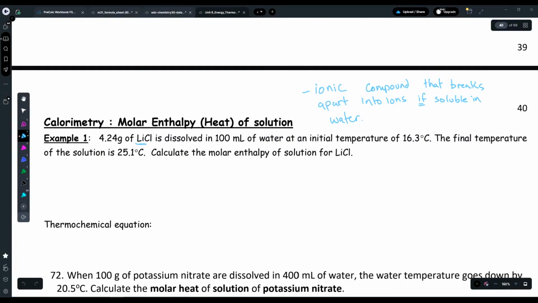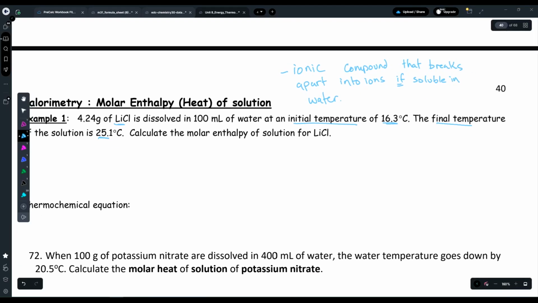Let's continue reading this. 4.24 grams of lithium chloride, which is in fact soluble in water, is dissolved in 100 milliliters of water at an initial temperature of 16.3 degrees Celsius. The final temperature of the solution is 25.1 degrees Celsius. Calculate the molar enthalpy of solution for lithium chloride, and it also wants us to give a thermochemical equation.